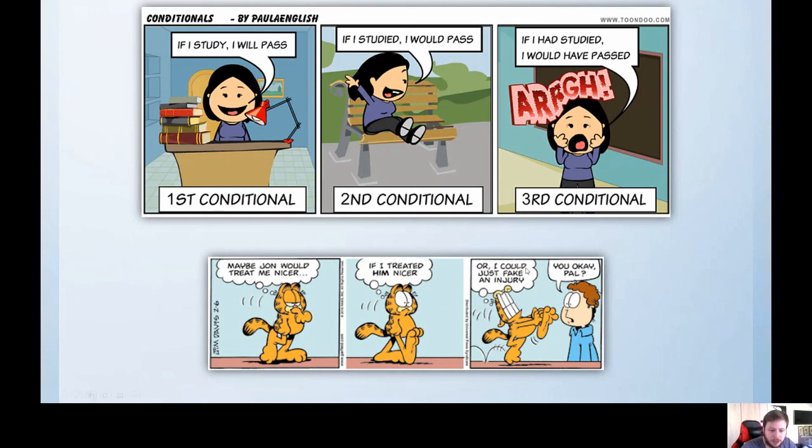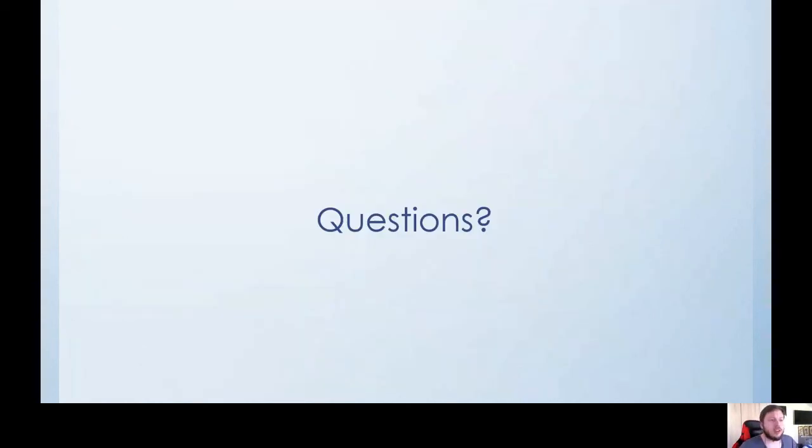As we can see in the third picture, he just fakes an injury to get some sympathy from John. Okay? He doesn't want to treat him nicer. Okay, that is all about conditionals. Okay, are there any questions?